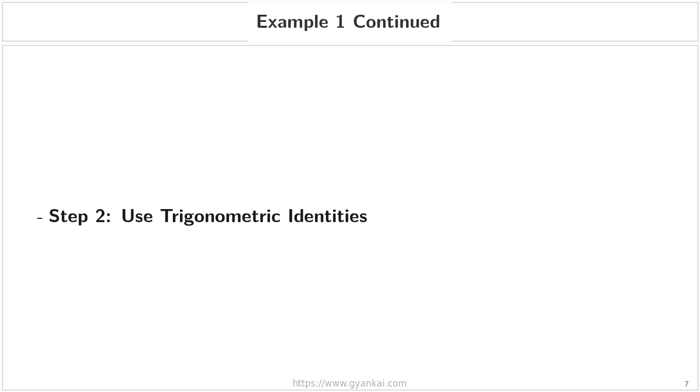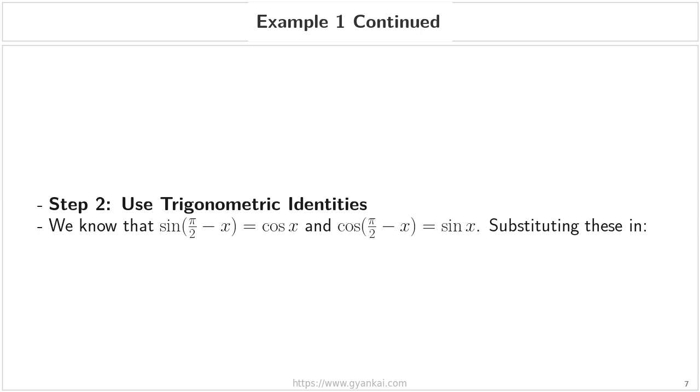We're going to use some standard trigonometric identities to simplify this expression. Specifically, we know a very useful identity. Sine of pi over 2 minus x is equal to cosine of x, and similarly, cosine of pi over 2 minus x is equal to sine of x. These are complementary angle identities, and they're crucial for problems like these. So, let's substitute these identities into our integral. Replacing sine of pi over 2 minus x with cosine of x, and cosine of pi over 2 minus x with sine of x, we get a much cleaner integral.